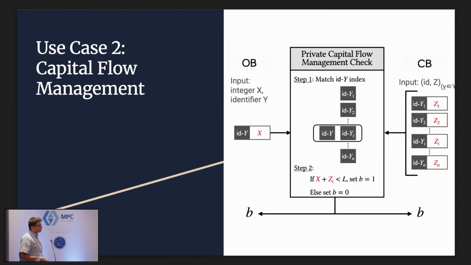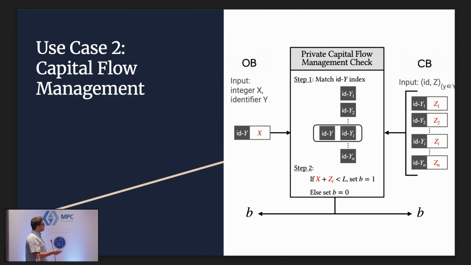In a little more detail, this is the ideal functionality. So there's an originating bank that has as input a transaction amount X, which is an integer, and an identifier for the entity involved, that's Y. On the other side, we have a central bank CB that has a list of identifier and total sum pairs. So each of these parties privately provides their input to the functionality, and the functionality proceeds in two stages.